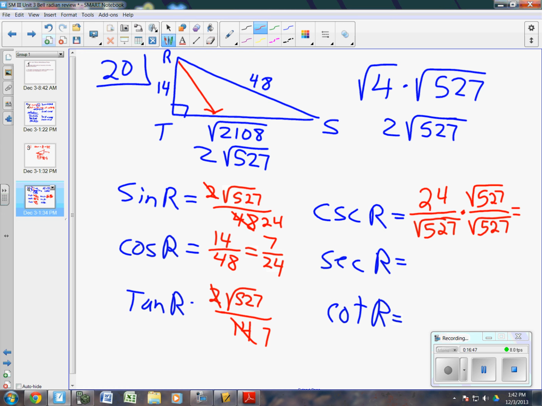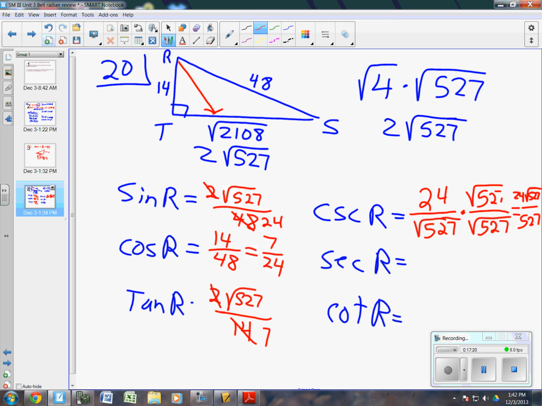So it's going to be 24 times the square root of 527. And then when you times the square root of 527 times the square root of 527, you get 527. And 2 doesn't go into 527, so that's the answer. Oh, 24, I did it again. Oh my cow. 24 times the square root of 527. I think I was trying to fit it all in there.